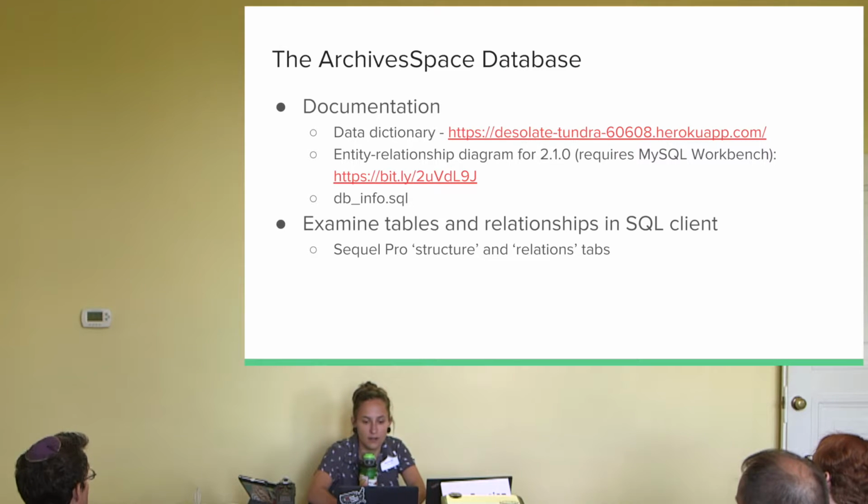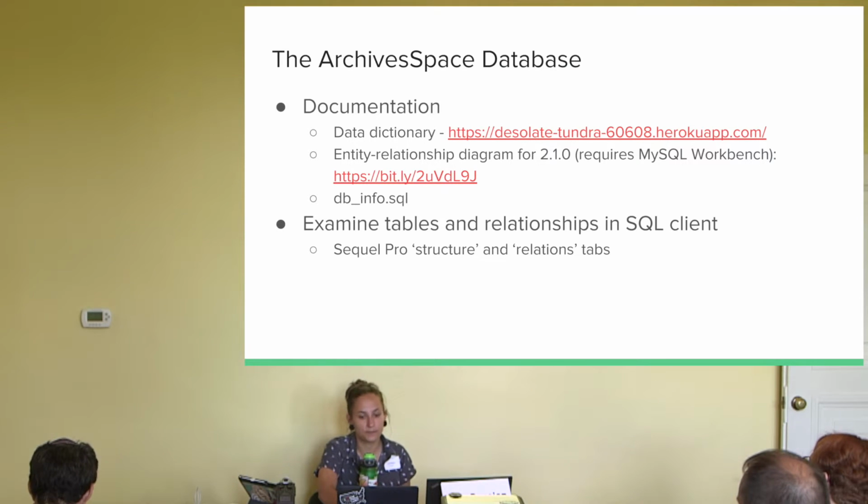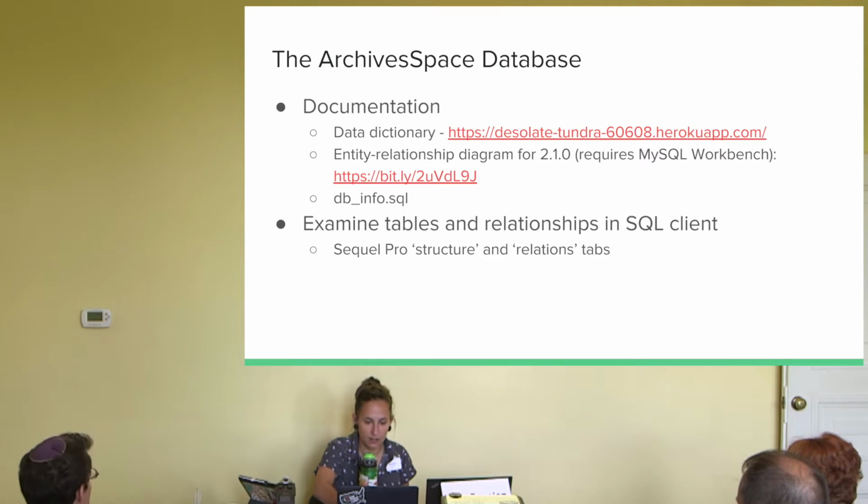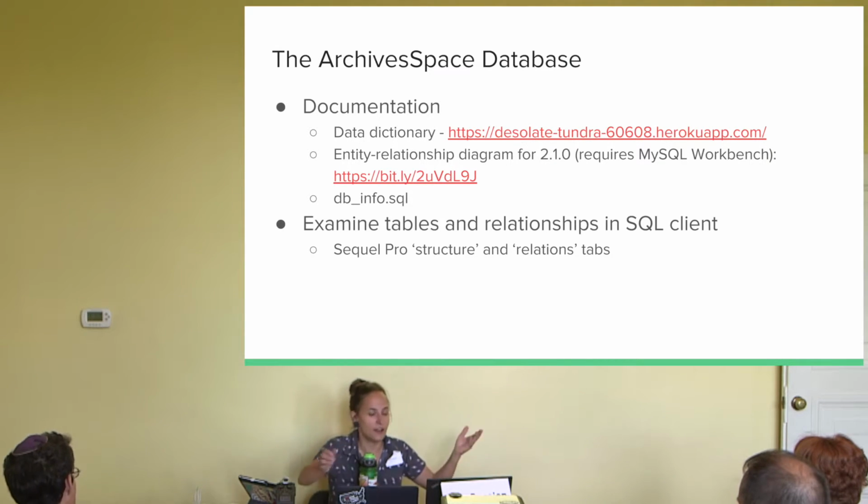So here you can see that enumerated. You have your structure, and then you actually use your relations to see what keys you can join to this table. So that's pretty neat. That's that. Let's see. So there are several different ways to learn about the structure of the ArchivesSpace database, in addition to just trying things out.